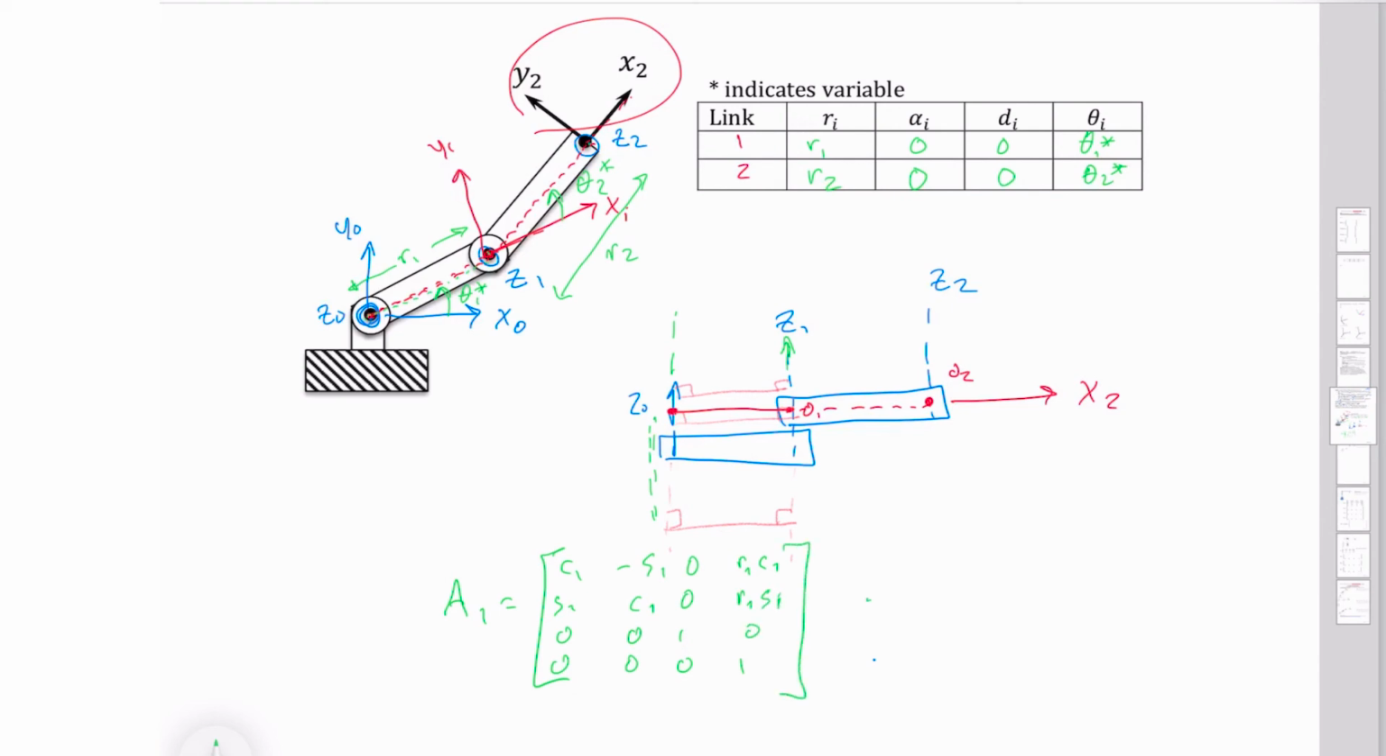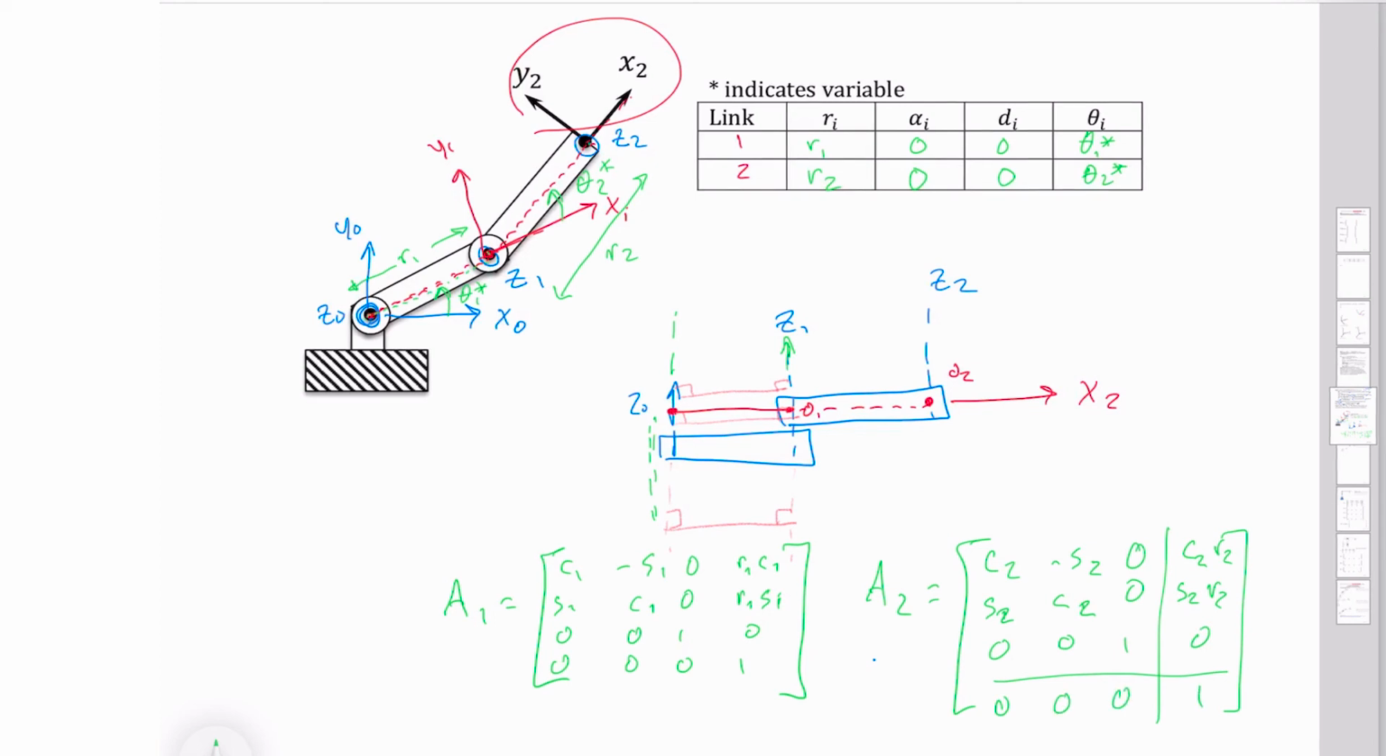That's my first frame. My A2 frame is going to be very similar to that, only it's C2, negative sine 2; sine 2, cosine 2, and a 0; 0, 0, 1, 0. And again, I've got my cosine 2 r2 and my sine 2 r2, 0, and a 0, 0, 0, 1.